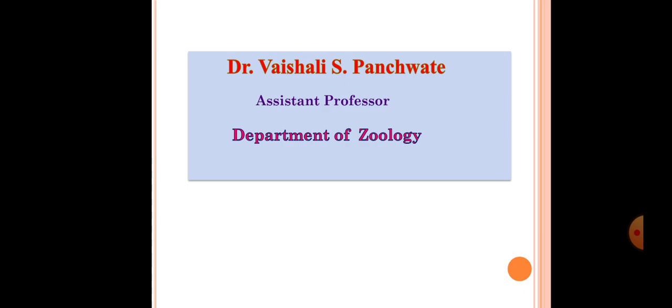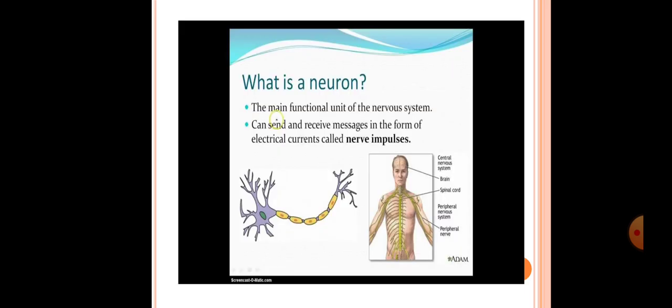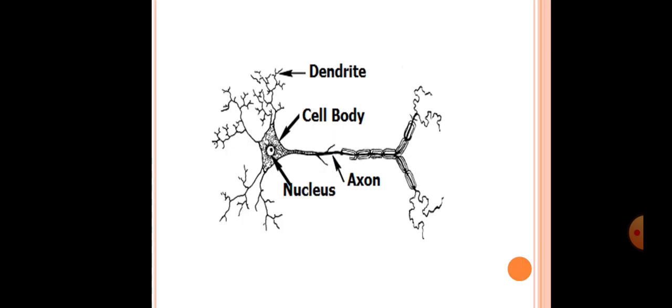Today we learn the topic: what is a neuron. So this is the simple structure of a neuron. Neurons are the fundamental structural unit of the nervous system and are electrically excitable cells which are specialized to receive and transmit information to different parts of the body.